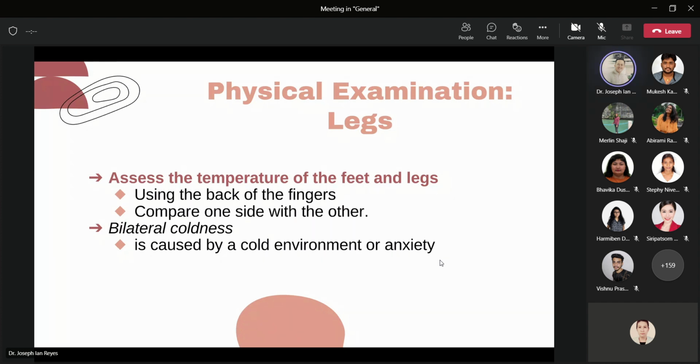Last 2 minutes. Sorry. So assess the temperature of the feet and legs using the back of your fingers. So temperature, you can use your hand. If there is bilateral coldness, maybe due to environmental factors or anxiety, try to assess properly.